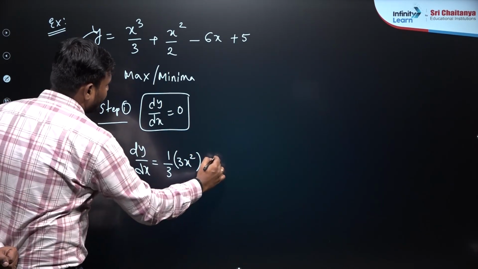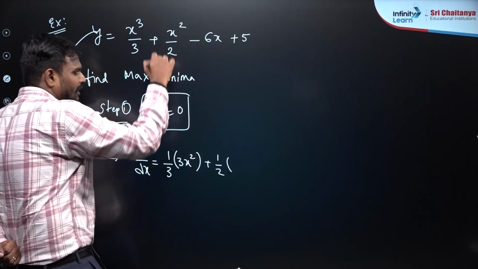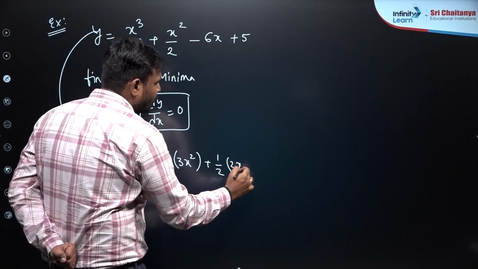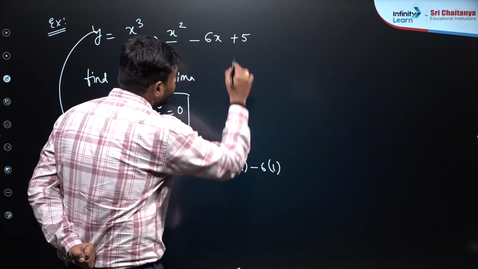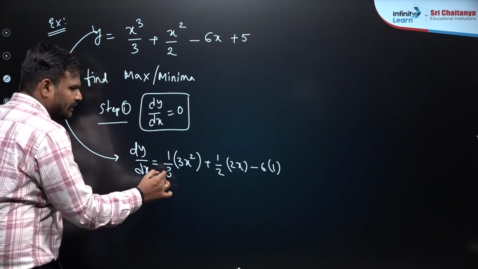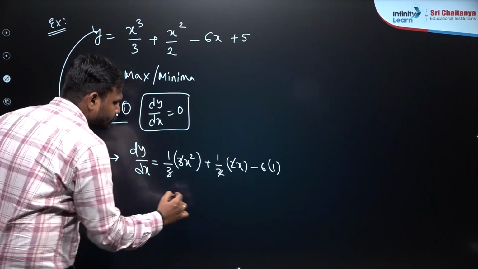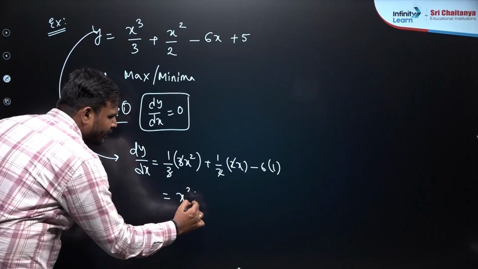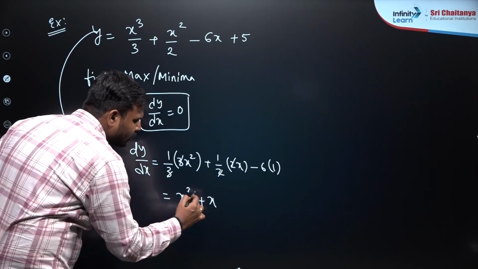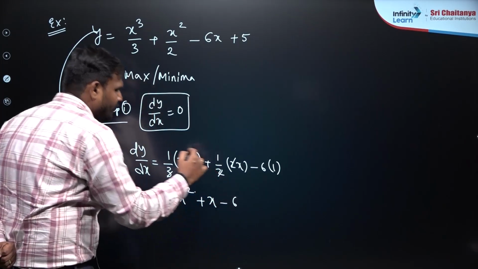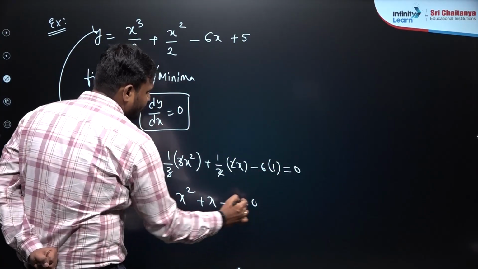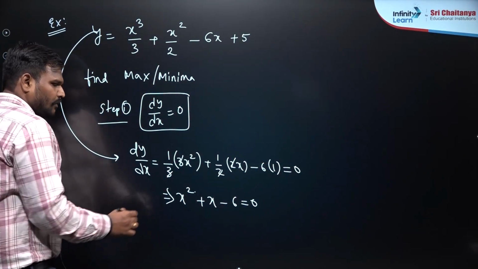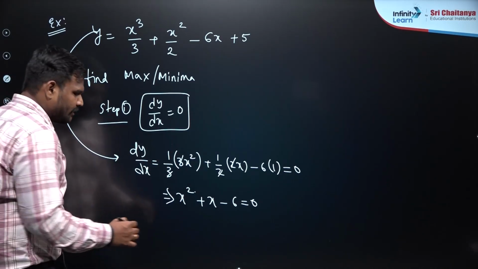Next, again 1 by 2 outside, derivative of x square, multiply the power, subtract 1 from the power, that is 2x, minus 6 into 1 plus derivative of constant 0. So it will become x square plus x minus 6, and we have to equate it to 0. That is our step 1. Correct? So now it is a quadratic equation, sir.